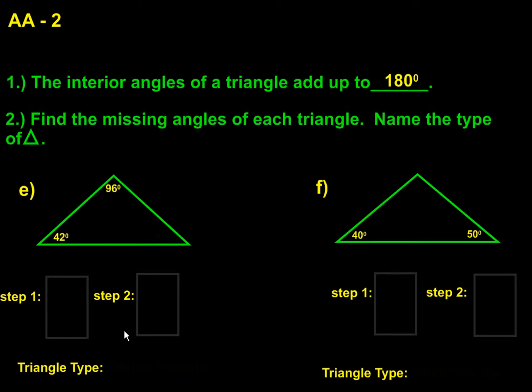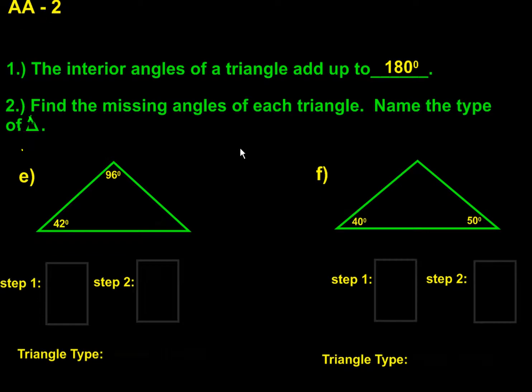Now we'll take a look at question number 1. The interior angles of a triangle add up to 180 degrees. For number 2, find the missing angles of each triangle and then name the type of triangle. We're going to do E and F for this one.